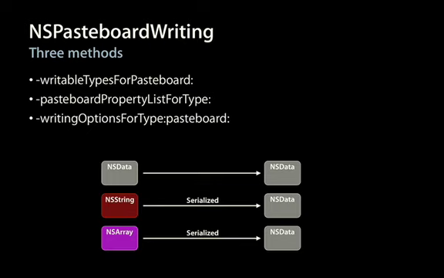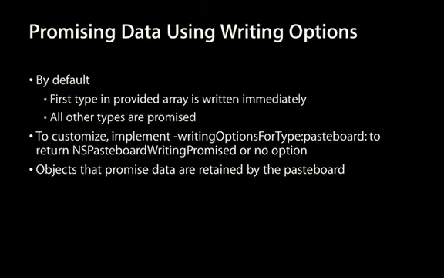You can also specify some writing options for each type. And in Snow Leopard, there's only one writing option, and it has to do with promising to provide a type. So by default, for that array of types that you hand back, we'll write the first type immediately, and we'll just promise to write the additional types. If you want to change that default behavior, implement writingOptionsForType:pasteboard: and return the NSPasteboardWritingPromised option, which means for this type, the pasteboard shouldn't grab it right away, it should promise to provide it later, or no option at all, just 0.